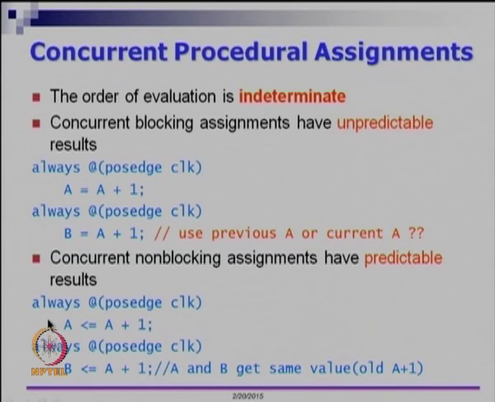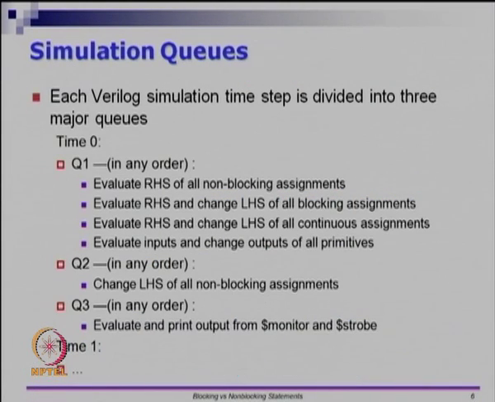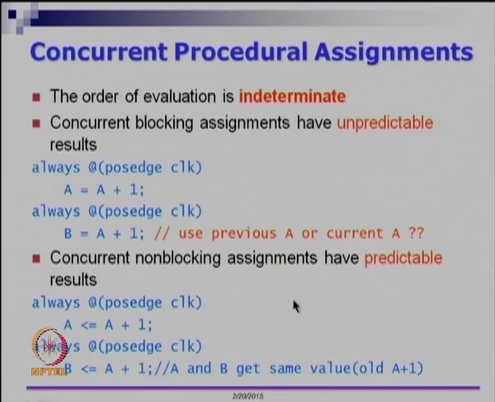So this is our Q2. If you look at this picture, this is our Q2. Change the left hand side of all non-blocking assignments. At this point, the left hand side here, A is supposed to get the previous value of A plus 1, B will also get the previous value of A plus 1. So A and B are both getting the same value, both of them get the old value A plus 1. So this is the meaning of what this is doing.